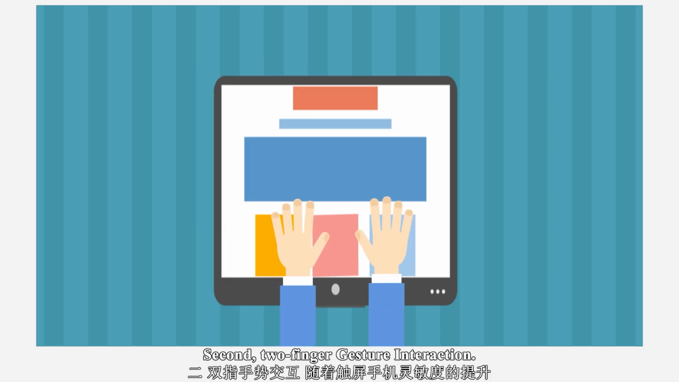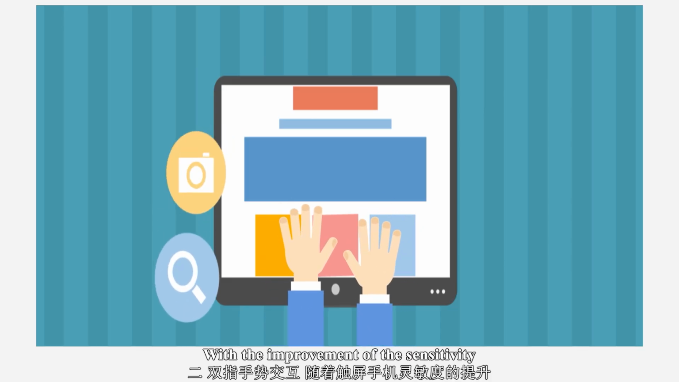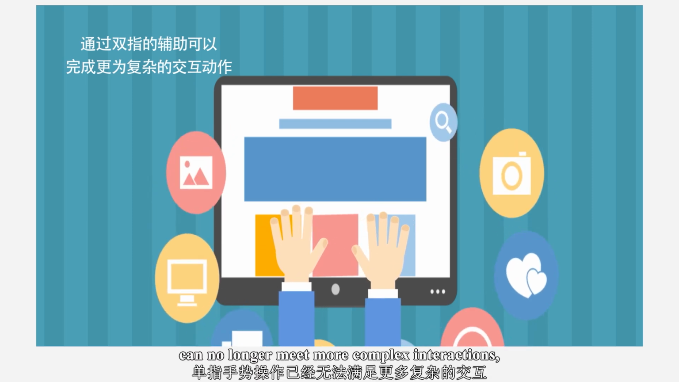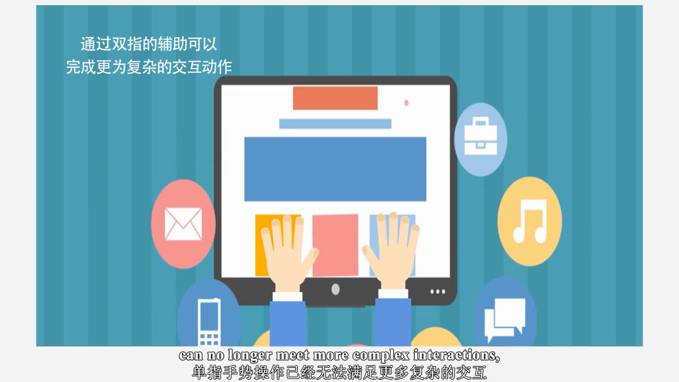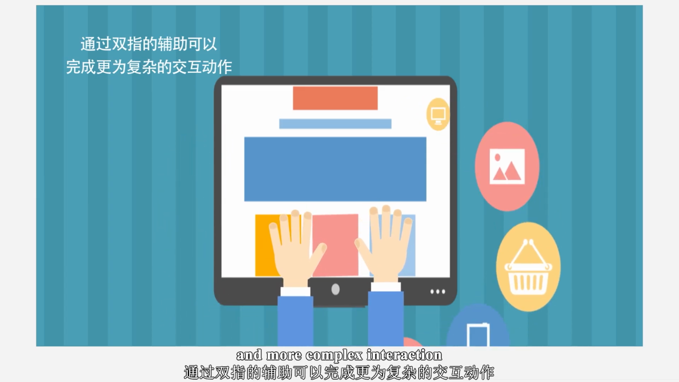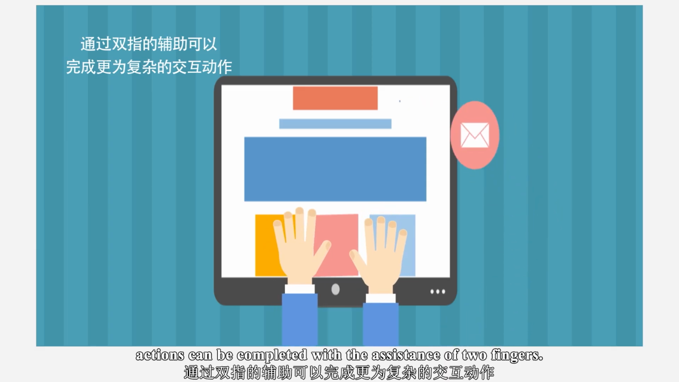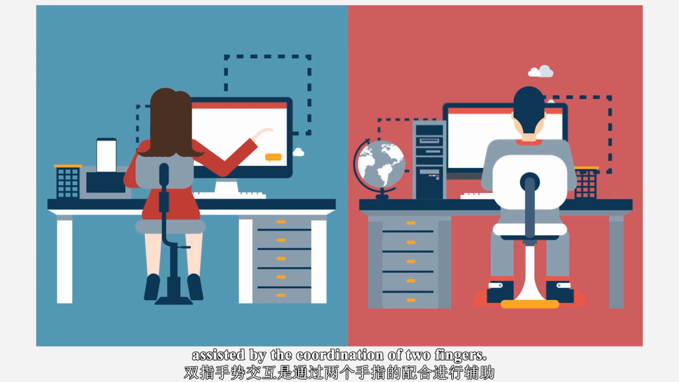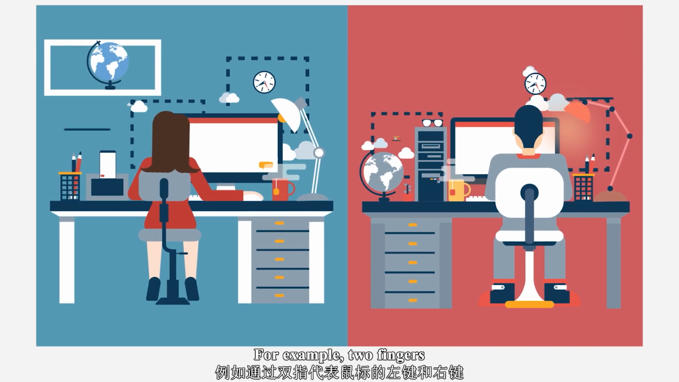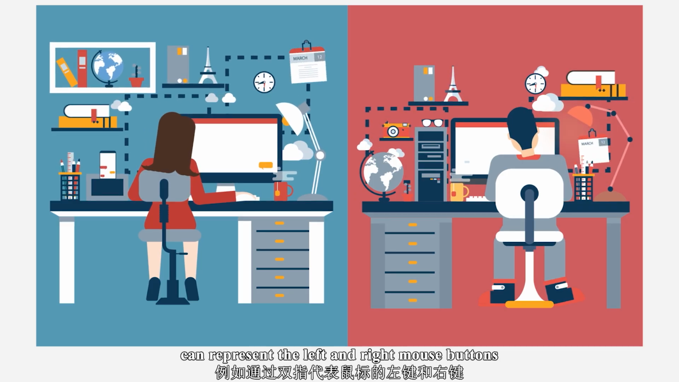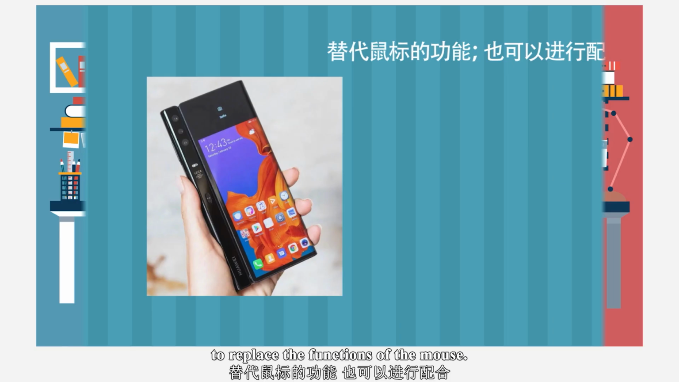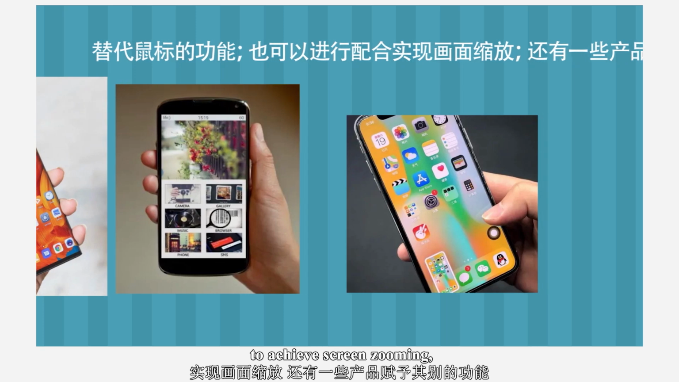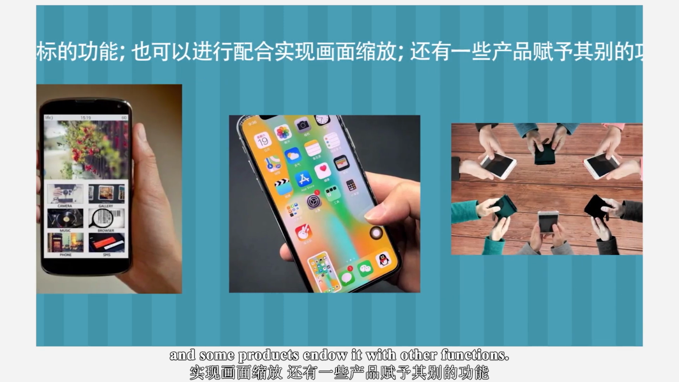Second, two-finger gesture interaction. With the improvement of the sensitivity of touchscreen mobile phones, single-finger gesture operations can no longer meet more complex interactions, and more complex interaction actions can be completed with the assistance of two fingers. Two-finger gesture interaction is assisted by the coordination of two fingers. For example, two fingers can represent the left and right mouse buttons to replace the functions of the mouse. They can also cooperate to achieve screen zooming, and some products endow it with other functions.